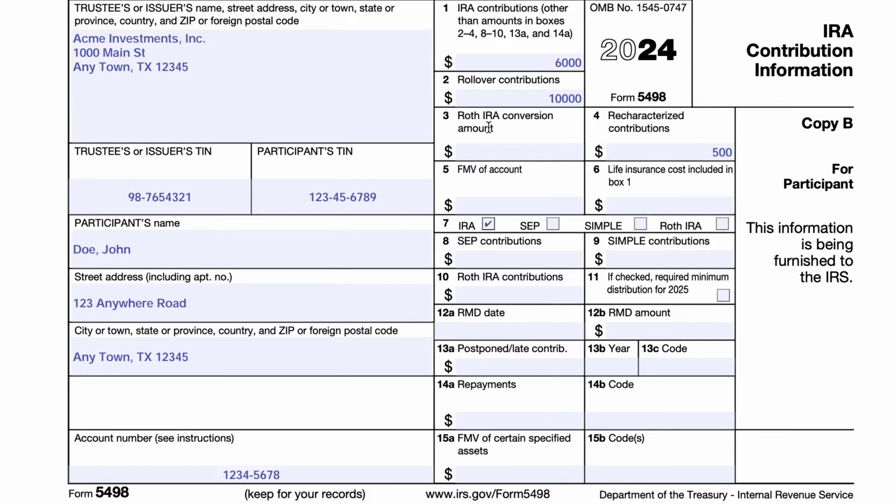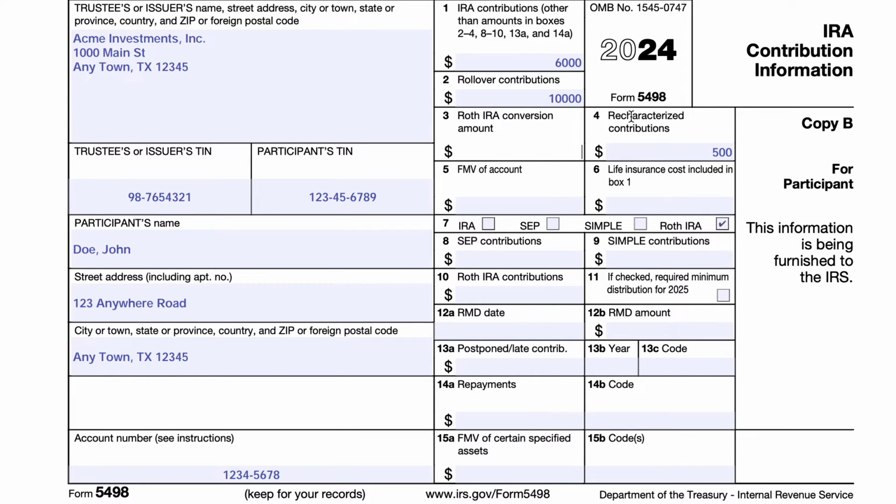In box 3, we're going to see any Roth conversion amounts. So let's imagine that during the same year, John Doe had a Roth conversion. If this was selected as a Roth IRA, then you would see Roth conversions in here. You would not necessarily see a Roth conversion amount from your traditional IRA. So if this were his Roth account, you would see the Roth conversion in his account, but you would not see it if it were in his traditional account.